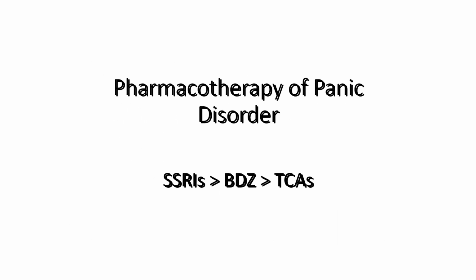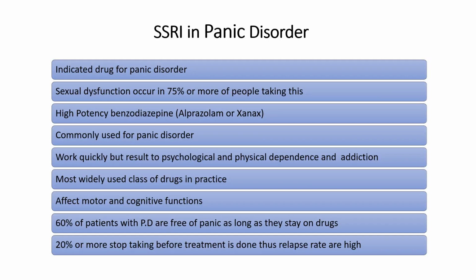Pharmacotherapy of panic disorders. SSRIs are much better as compared to benzodiazepines and tricyclic antidepressants for long-term management of panic disorders. SSRIs are indicated for panic disorder, but sexual dysfunction occurs in 75% or more of people taking them. High-potency benzodiazepines are commonly used in panic disorder and work quickly, but result in psychological and physical dependence and addiction.